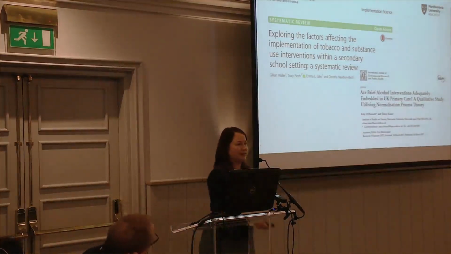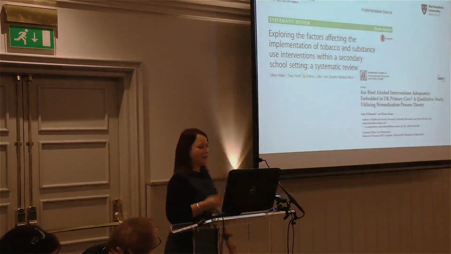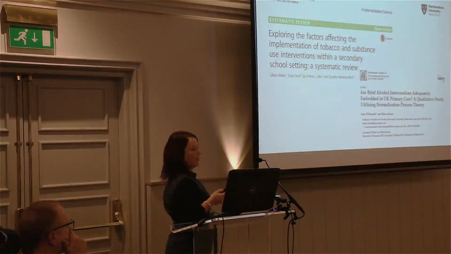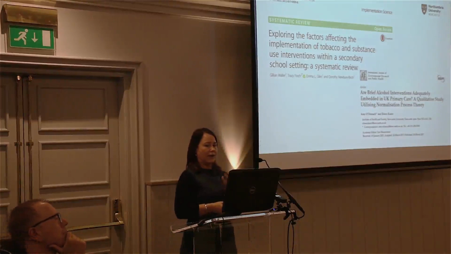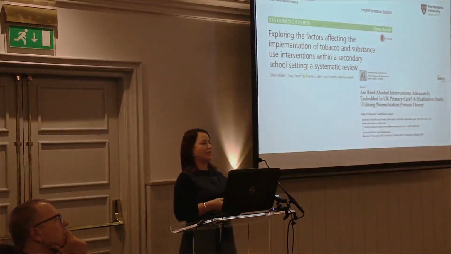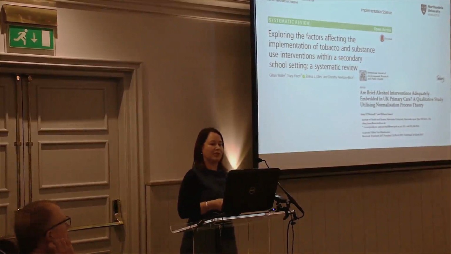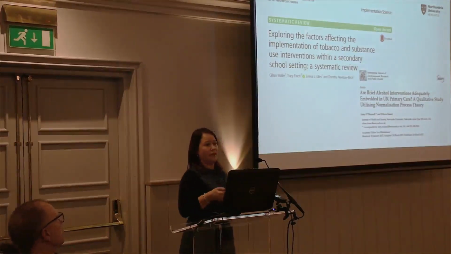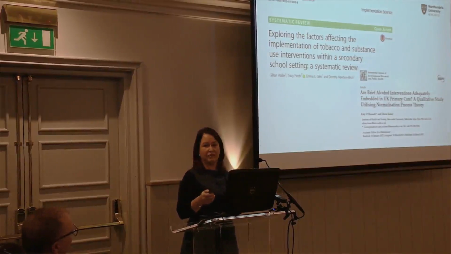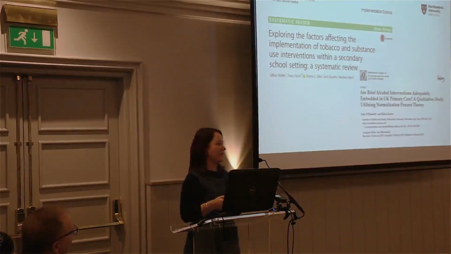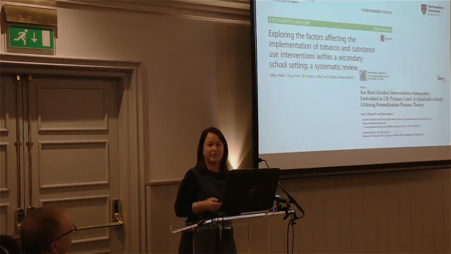Okay, a few empirical examples just to illustrate this. Five minutes, right? The first one, exploring factors affecting implementation of tobacco and substance use interventions in a secondary school setting. This was a systematic review that used normalization process theory, or NPT, as a kind of interrogative framework of the literature and to synthesize that and report it. There were 15 studies in this review. There's not a lot being done from an implementation research focus in secondary school settings altogether, and drug-related, alcohol-related interventions as well. So very small literature. Only 5 of those 15 studies were qualitative, but this was a mixed methods review.